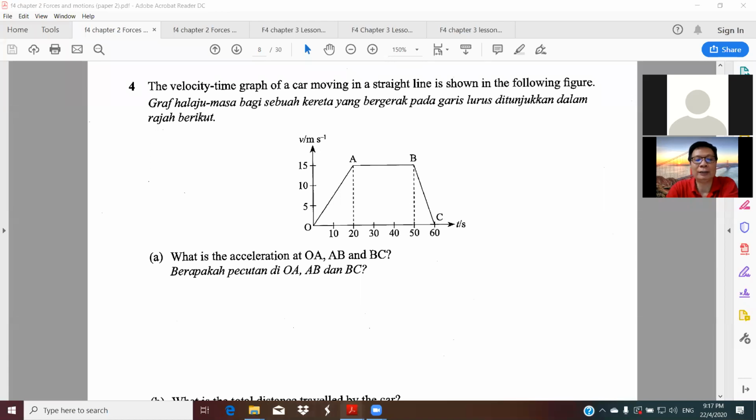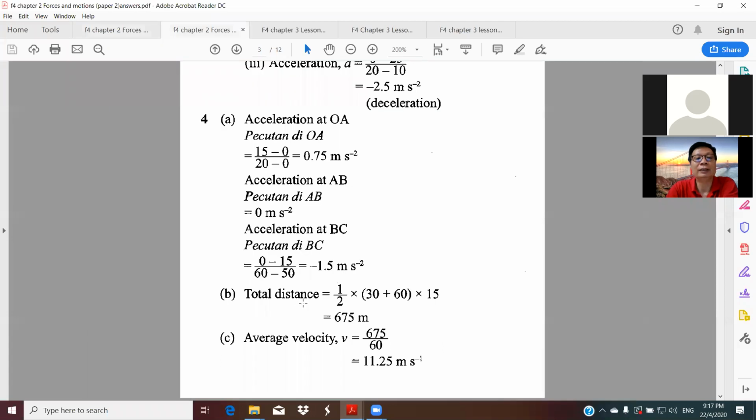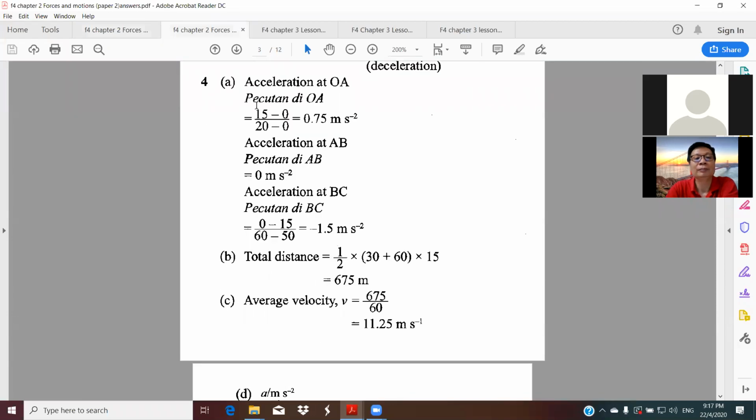So let's check the answer. The answer is like this. Very simple. First one, the gradient is 0.75. Second part, 0, horizontal line. Horizontal line, so it's 0. And the last part is going down, deceleration. The gradient gives negative 1.5.